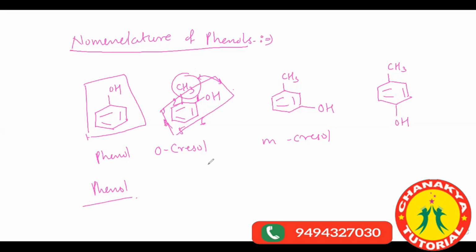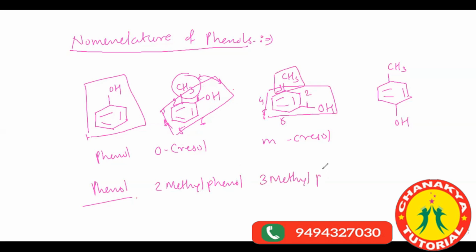So what would be the name for the orthocresol? 2-methyl. Come on, tell me. 2-methyl. What is this substituent overall? Phenol. 2-methyl phenol. Correct? Here also, this would be the phenol group. Numbering will start from here. 1, 2, 3, 4, 5, 6. At which number is the methyl group? 3. So it will be what? 3-methyl phenol.